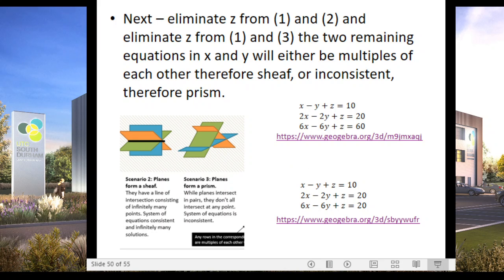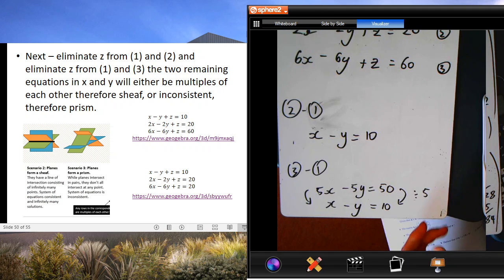The next thing, if we find that is not the case, gets a little bit more involved again. I'm going to show you 2 situations. First one is that of a sheaf, the second one is that of a prism. If we eliminate z from equations 1 and 2 and eliminate z from equations 1 and 3, the two remaining equations in x and y will either be multiples of each other, therefore we're in a sheaf, or they'll be inconsistent, therefore a prism. So we can see what happens if we try and do that.